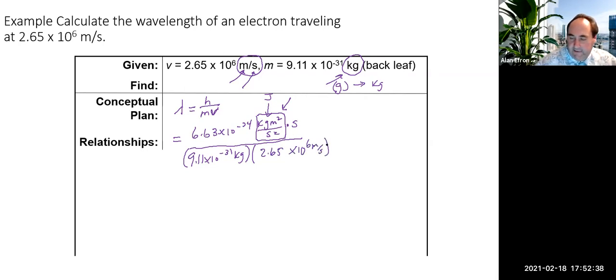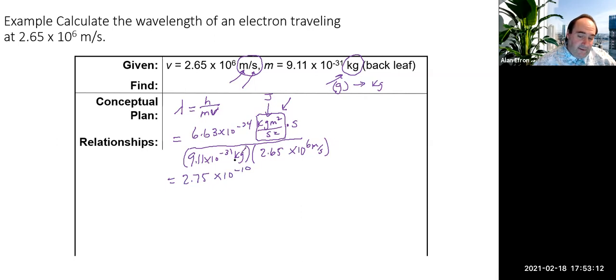And obviously, as we talked about before, you definitely want to make sure that you are using your exponent button when you punch these in. So we would take our 6.63 exponent button minus 34 divided by 9.11 exponent minus 31 and divided by 2.65 exponent button 6. And it looks like we end up with, we'll call it, 75 times 10 to the minus 10.